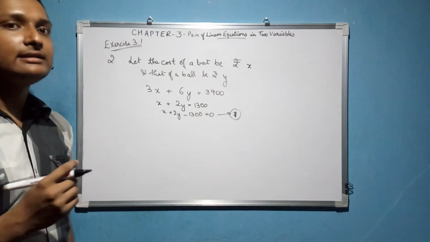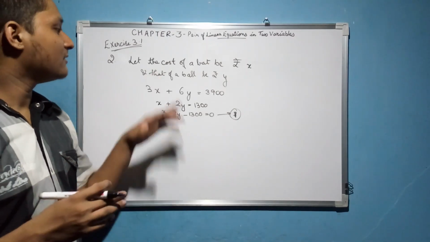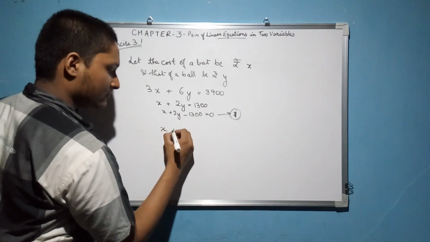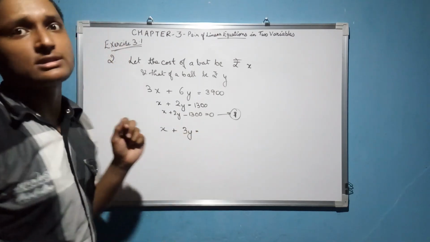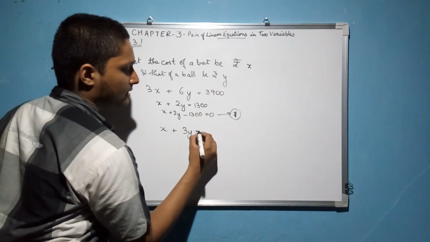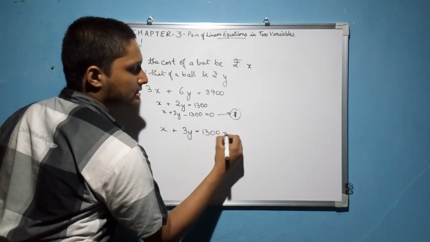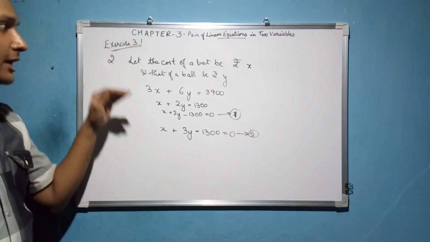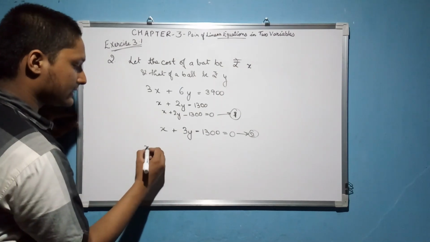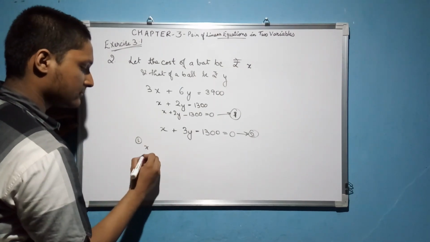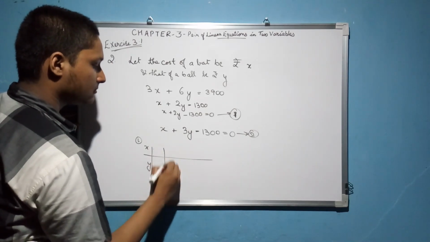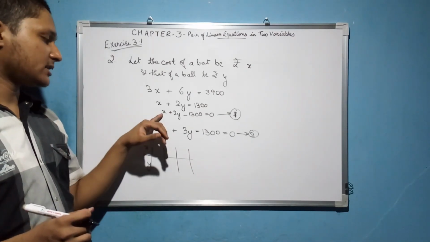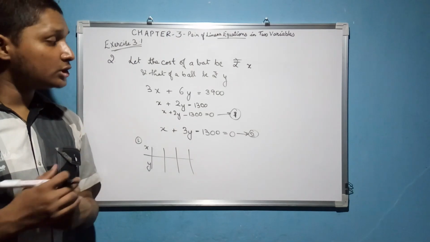Now the second time, she buys 1 bat and 3 balls. It cost her rupees 1,300. So I can write it as x plus 3y minus 1,300 is equal to 0. This becomes the second equation. This is how you form the equations. So you have x and y for the first case. It is going to be very similar. Let it be 3 points, that is enough.